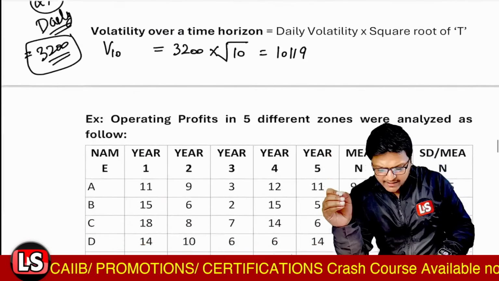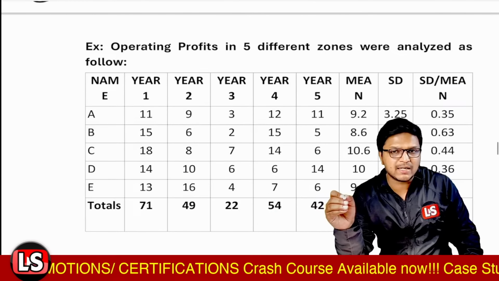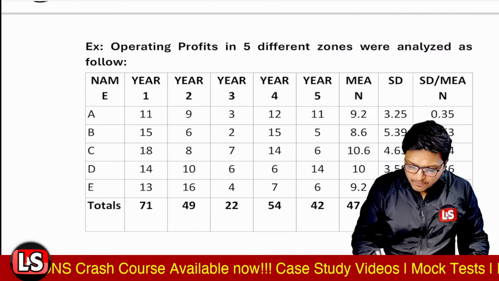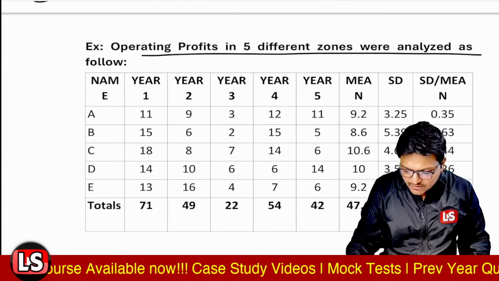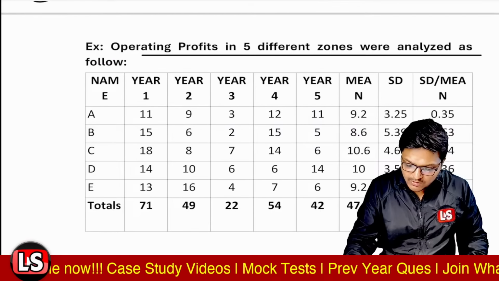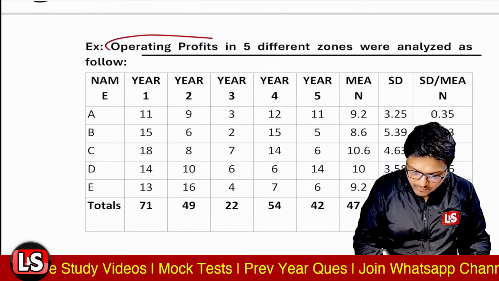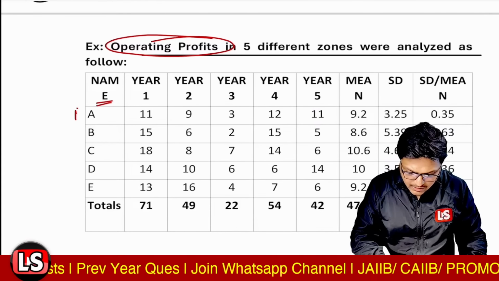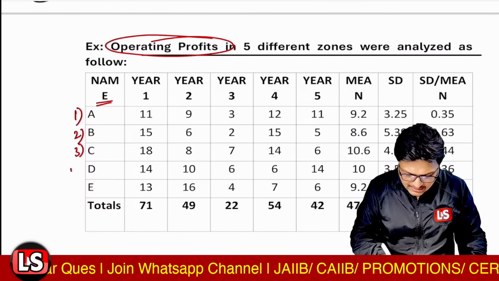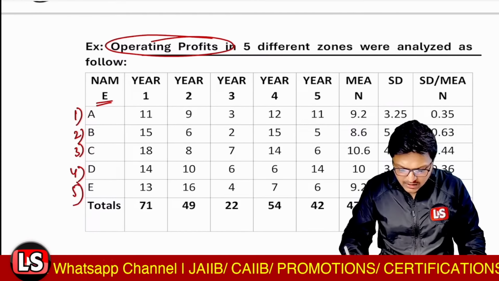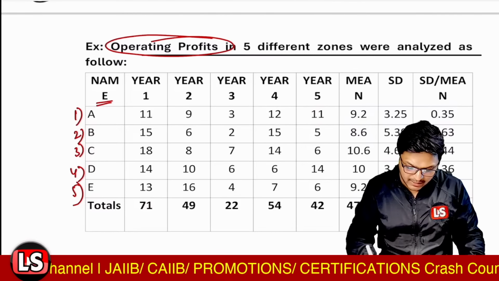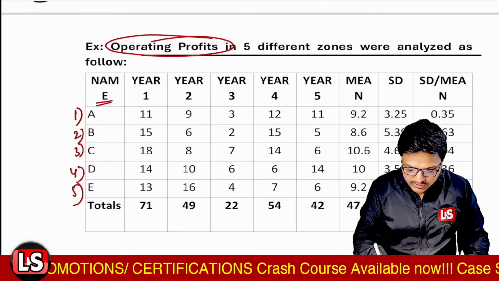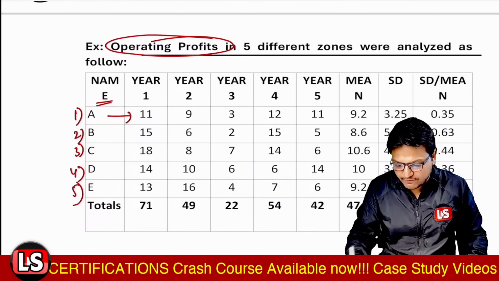Now after that, it's related to the question that I just made you understand. The operating profits in 5 different zones were analyzed. The names of the zones are A, B, C, D, E, and for the different years 1, 2, 3, 4, 5, in these rows we have the operating profits for different years.